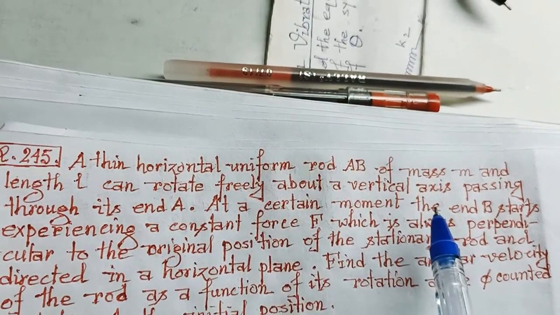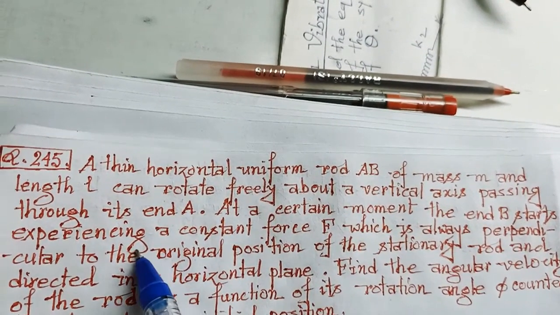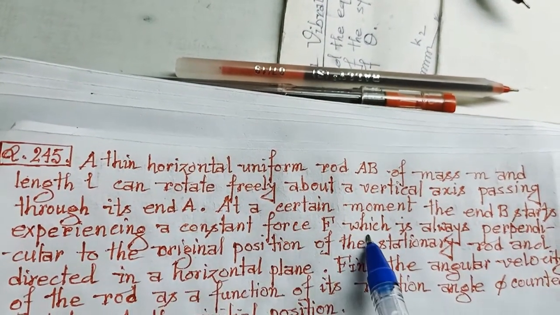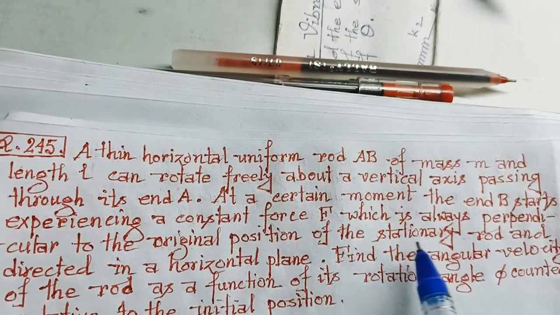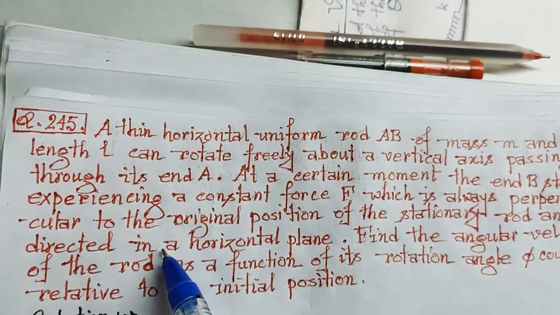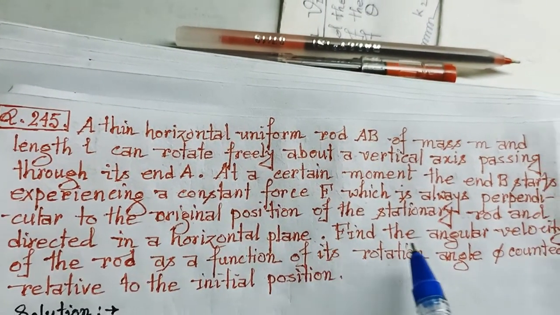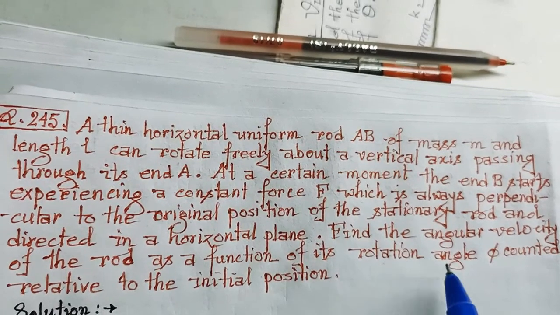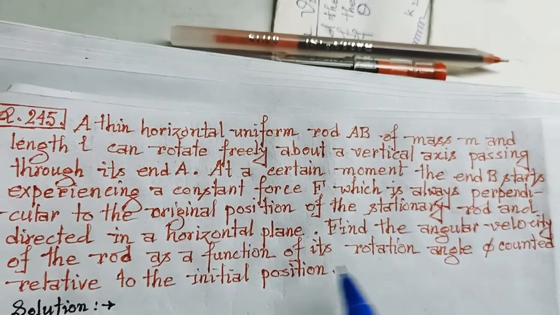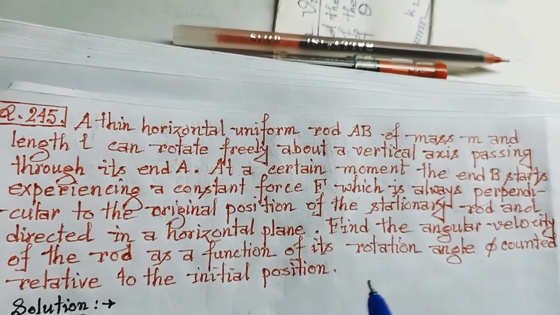At a certain moment, the end B starts experiencing a constant force F, which is always perpendicular to the original position of the stationary rod and directed in the horizontal plane. Find the angular velocity of the rod as a function of the rotation angle phi counted relative to the initial position.